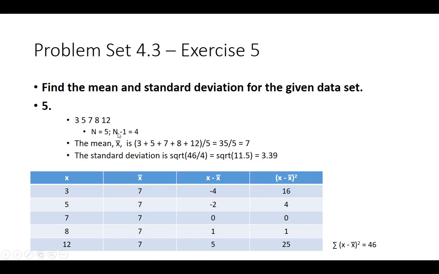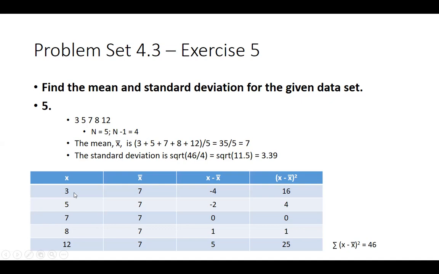For standard deviation, we need n minus 1, which is 4. Set up our column with our X values: 3, 5, 7, 8, and 12, a row for each. You can put in your column with the X bar. That was 7 we found.